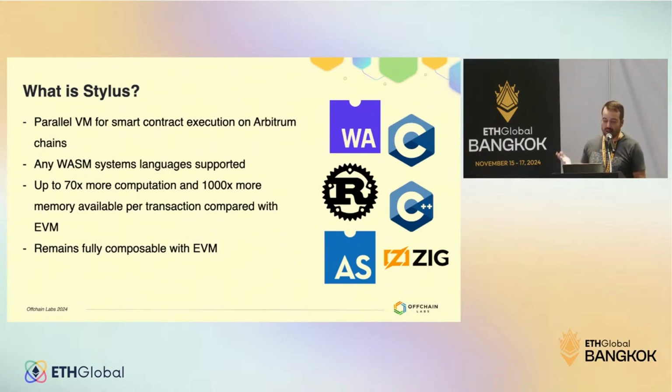So what is Stylus, by the way? For those not familiar, it's a parallel VM that runs on Arbitrum chains, essentially as a sister VM to the EVM. When a contract is compiled to WASM and deployed on chain, a small header gets deployed with the bytecode, and Arbitrum will run it in either the WASM VM or the EVM, depending on what that bytecode gets interpreted as. It remains fully composable with the EVM, so it's not a separate execution environment altogether.